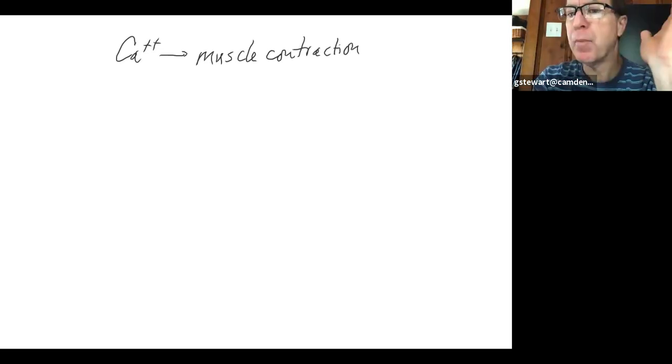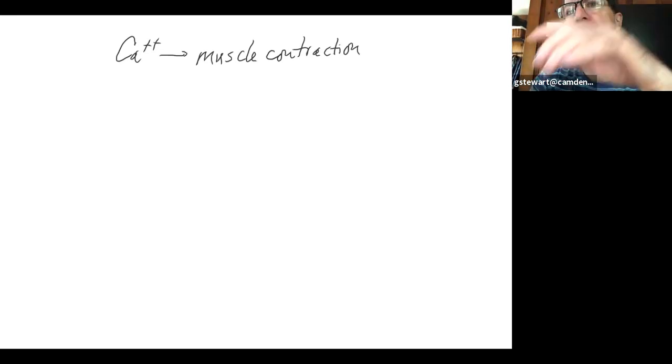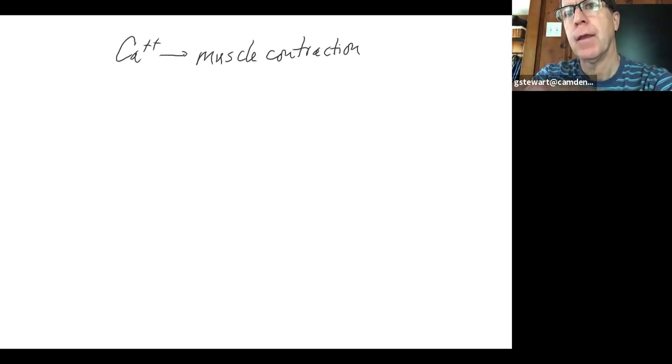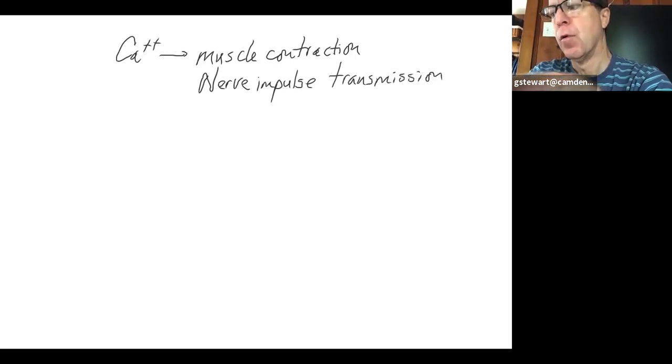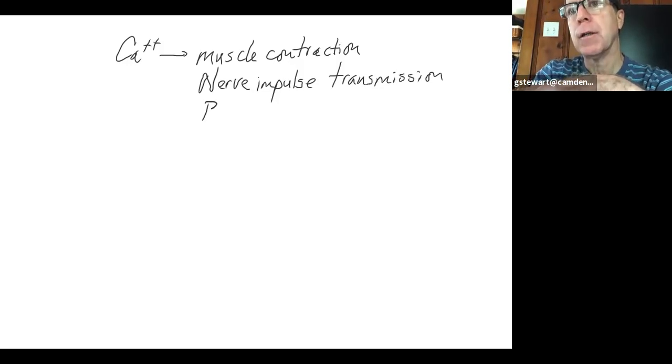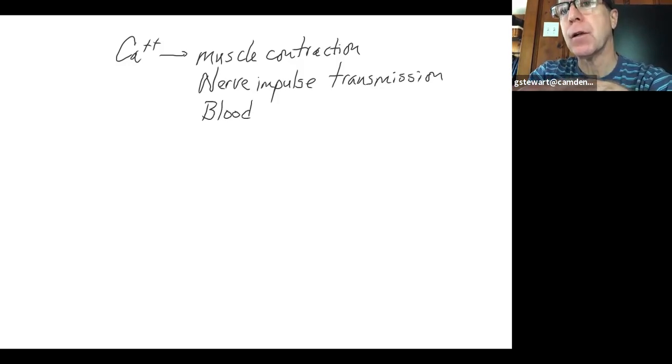So think, every time your heart beats, we use calcium. Every time you move a skeletal muscle, it uses calcium. Also, nerve impulse transmission. When nerve cells send a signal from cell to cell, they use calcium to do that process. I'll give you a couple more. Blood coagulation. When we are bleeding and we need to stop the bleeding, it's called hemostasis. Calcium is used in order to coagulate blood.